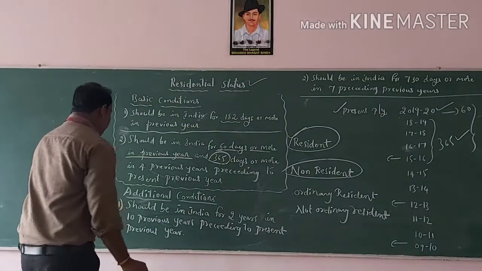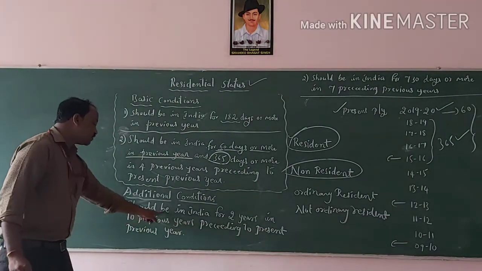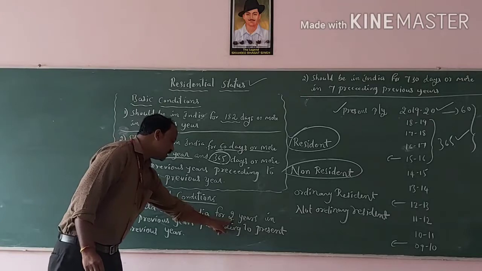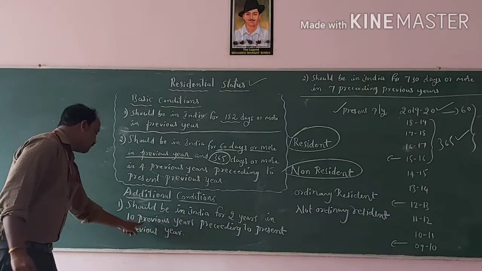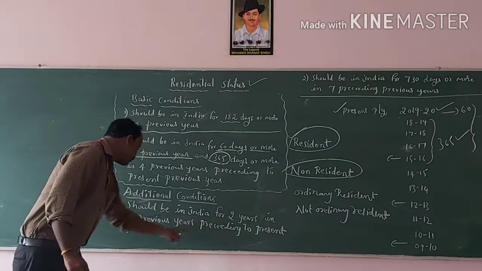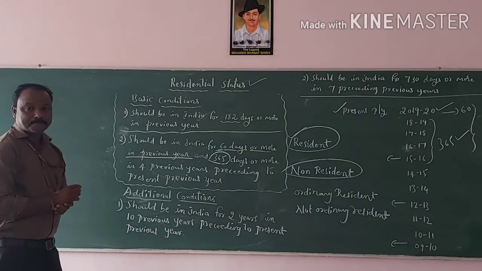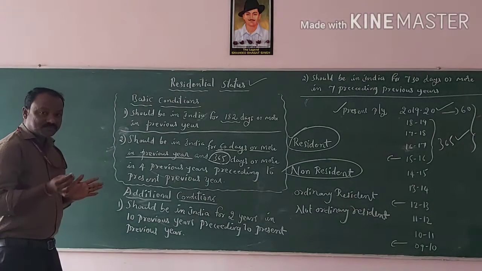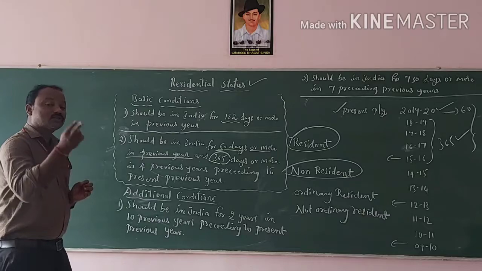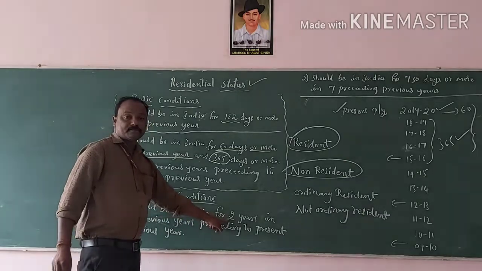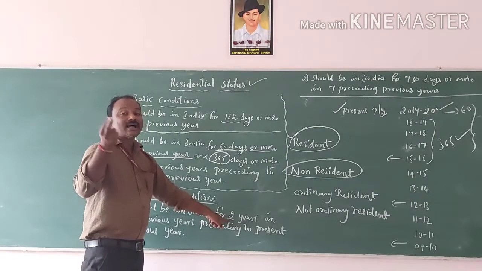So the first additional condition: he should be in India for 2 years in the last 10 previous years preceding the present previous year. The meaning of this is quite simple. He has to stay in India for 2 years in the last 10 years.